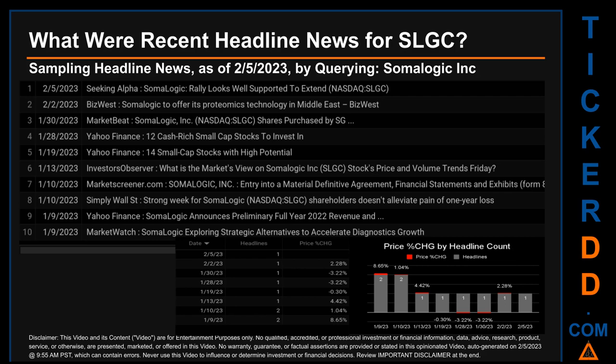Monday, January 30, 2023 was the day with the highest percentage change in price when we compare opening versus closing price for the ticker. The day saw a drop of -3.22% when SLGC opened trading at $3.42 and closed at $3.31. There was one found headline when MarketBeat published the headline that read, SomaLogic, NASDAQ, SLGC, shares purchased by SG.